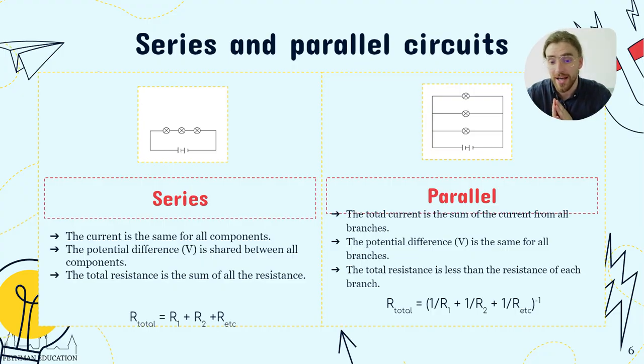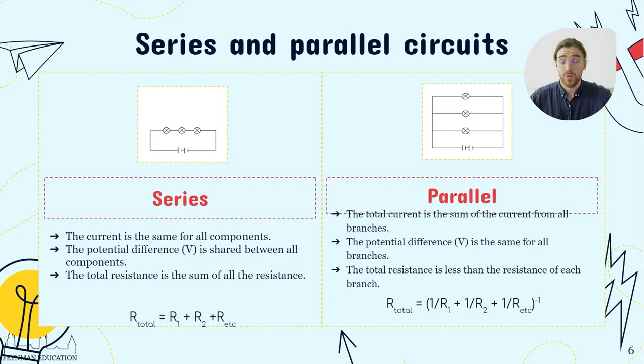We have series and parallel. When something is in series, that means that the components are sitting one after the other on the same wire, on the same line. In this case, your current is going to be the same for all the components, but your potential difference is going to be shared between all three. To work out your total resistance, you just add up the ohms of each resistor on that line, and that's your total resistance.